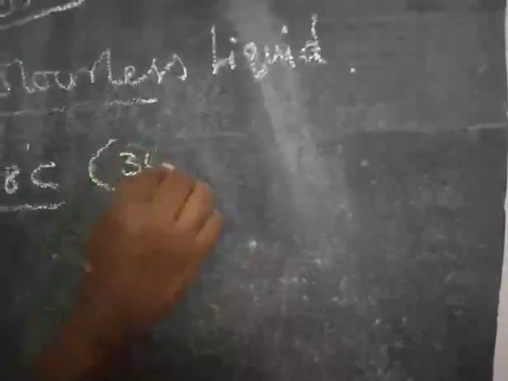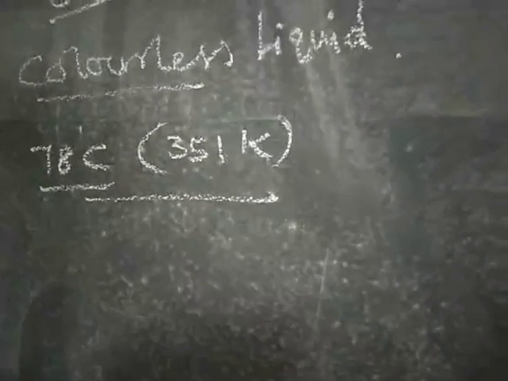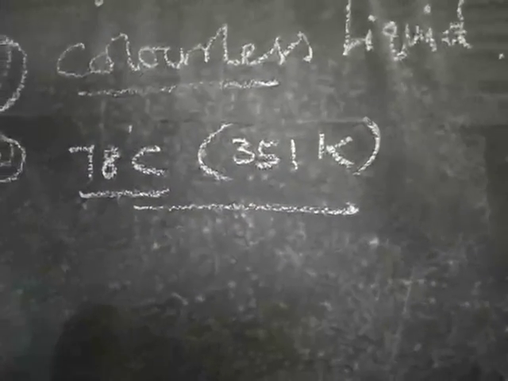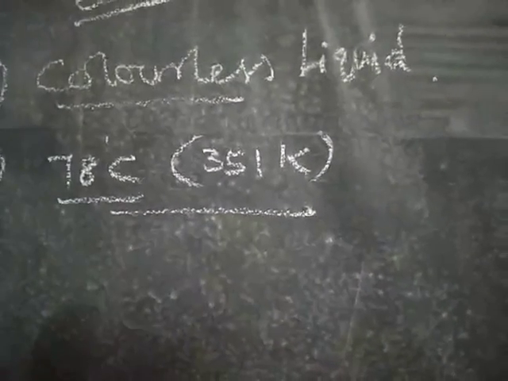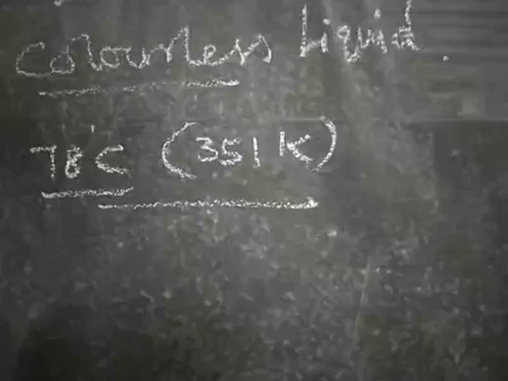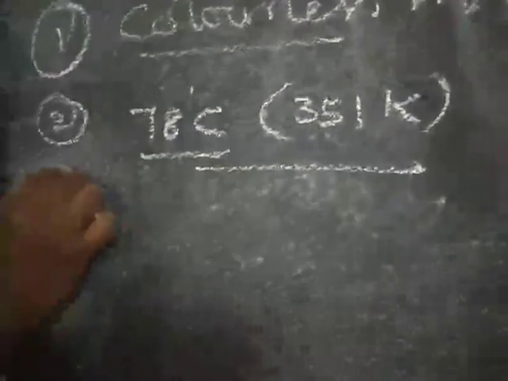First point, second point. The boiling point of ethanol is 78 degrees Celsius, which is 351 Kelvin. When compared to the corresponding alkane, ethanol has the highest boiling point. Next, it is a volatile liquid.